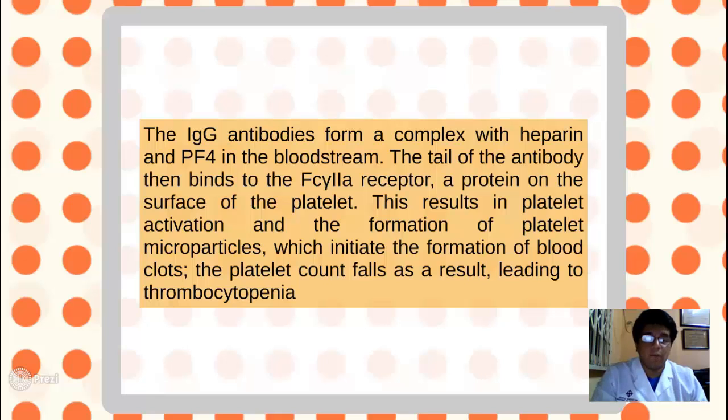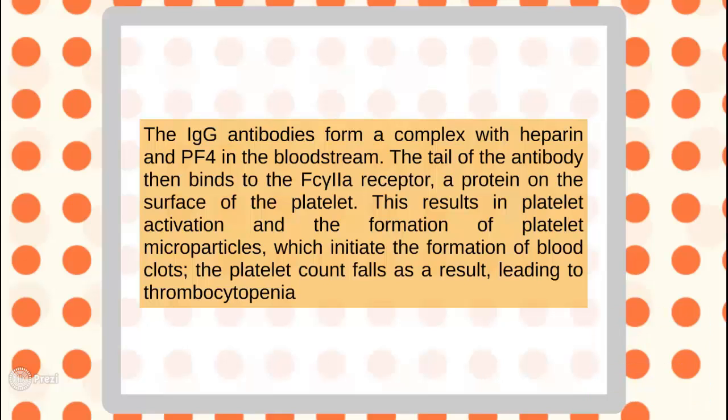The IgG antibodies form a complex with heparin and PF4 in the bloodstream. The tail of the antibody then binds to the Fc cellular receptor, a protein on the surface of the platelet. This results in platelet activation and the formation of platelet microparticles, which initiate the formation of blood clots. The platelet count falls as a result, leading to thrombocytopenia.